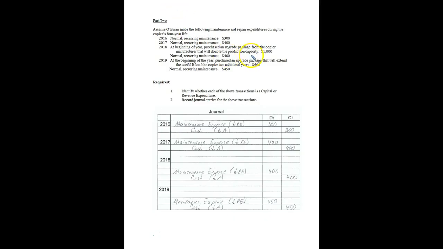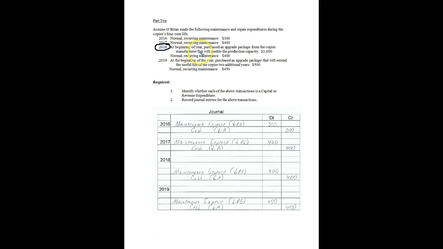So let's look at an example here. We have the following maintenance and repairs. In 2016, we just have normal recurring maintenance. And if this had been an automobile, that would be things like changing your oil and that sort of thing. When we have normal recurring maintenance that has a short-term benefit, you can see we just debit the expense account and credit cash. So I've gone through all of those that are just normal and they frequently occur. We just expense those. Now, there are a couple here, though, that is not the case.